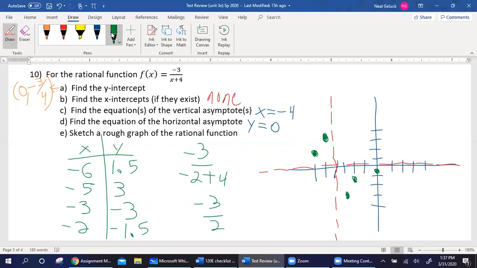And with the general feel that you've been seeing on what these rational graphs look like, the way they hug those asymptotes, this looks like I'm going to be up top on the left side, and on the right side, I'm going to be down below, hitting that y-intercept. So something like that.